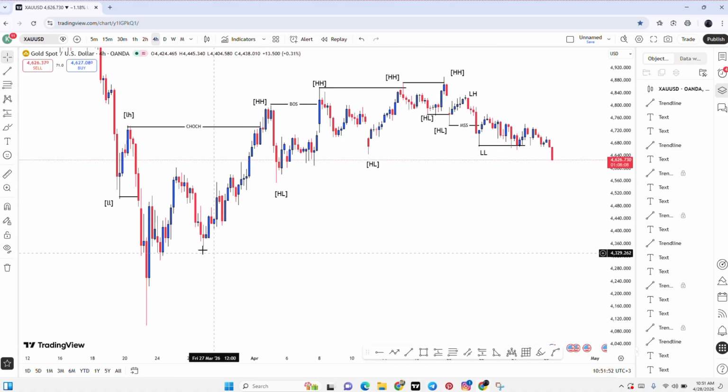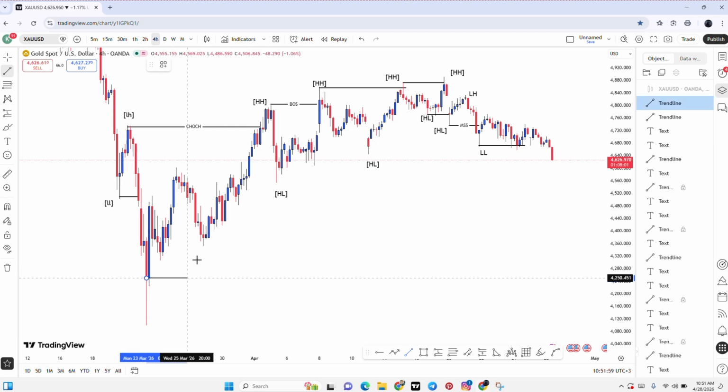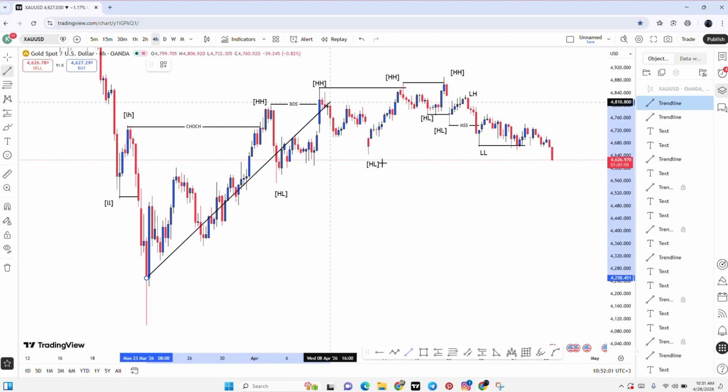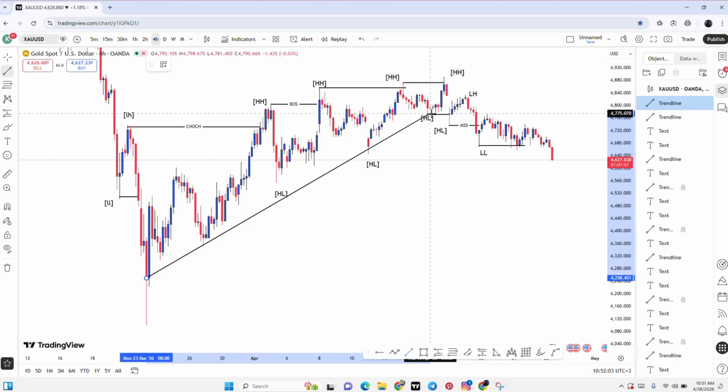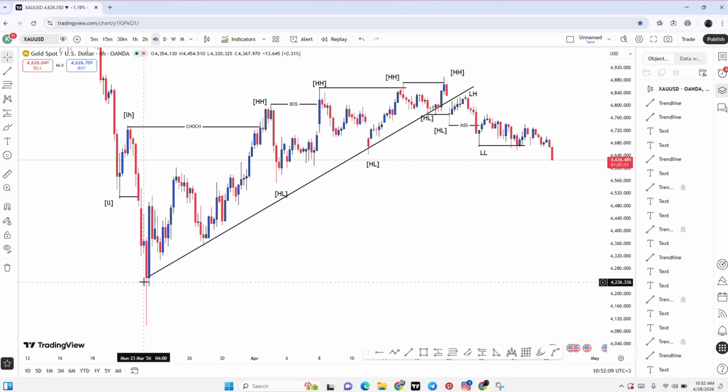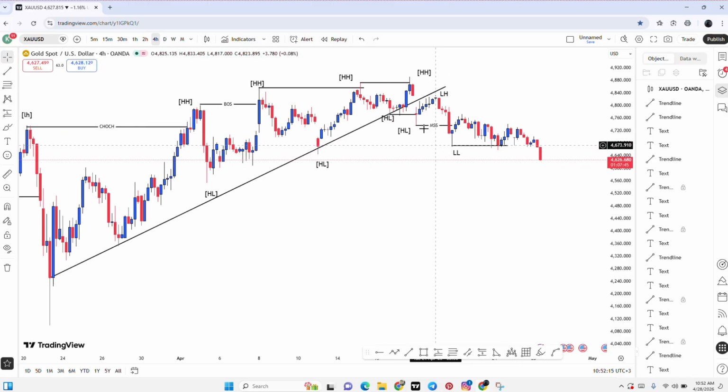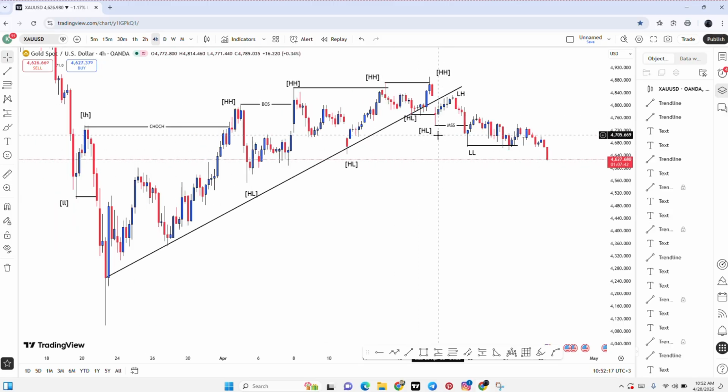We'll be looking for selling opportunities, and I can also see a trend line. We can put a trend line like that one. Coming to this trend line, we see 1, 2, 3, 4 touches. We have 4 touches, and then price has done a market structure shift.